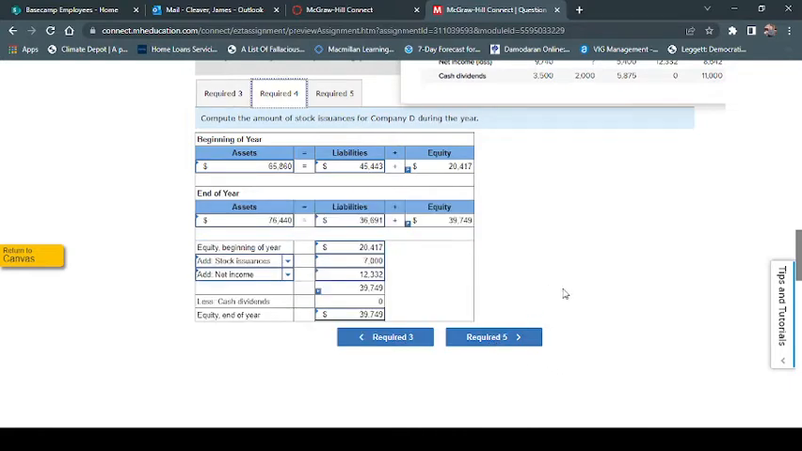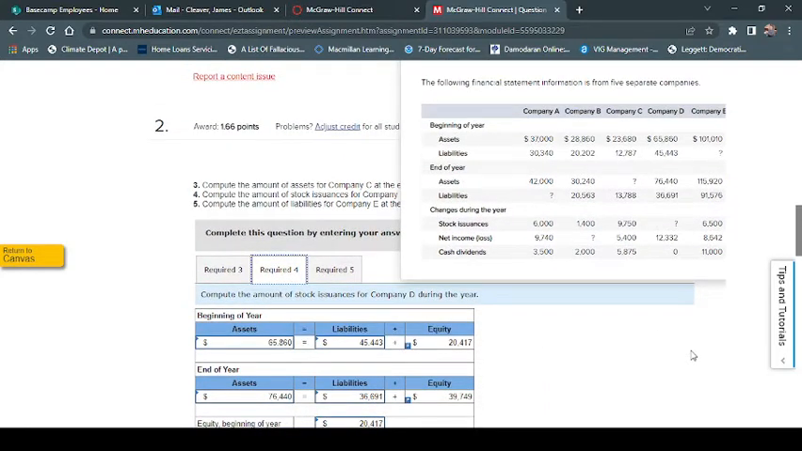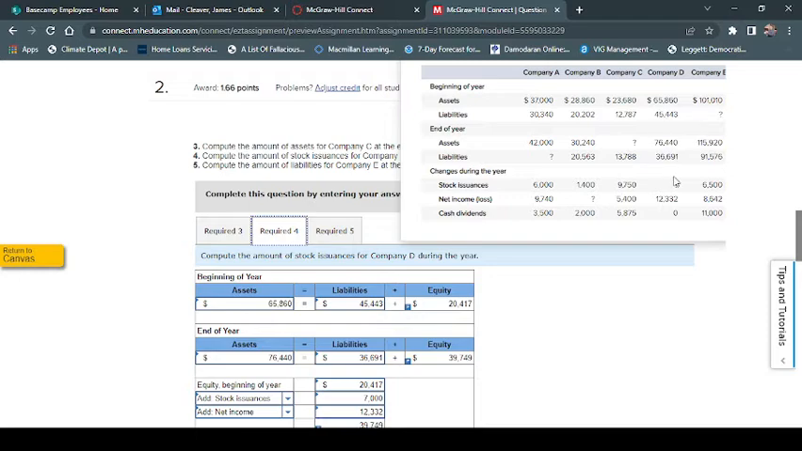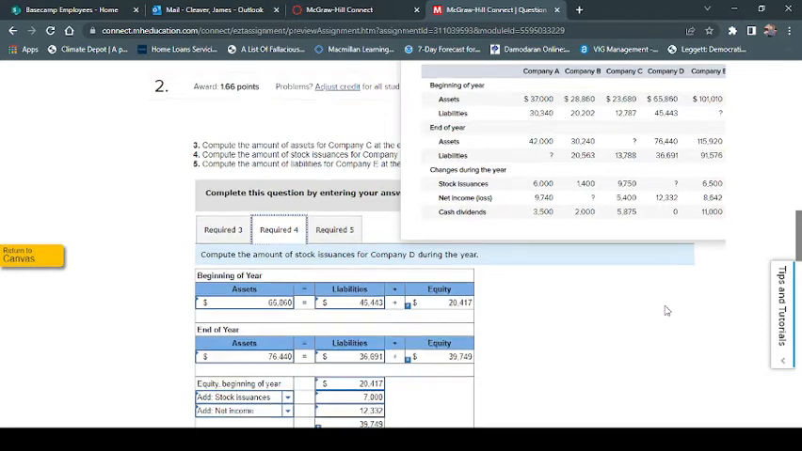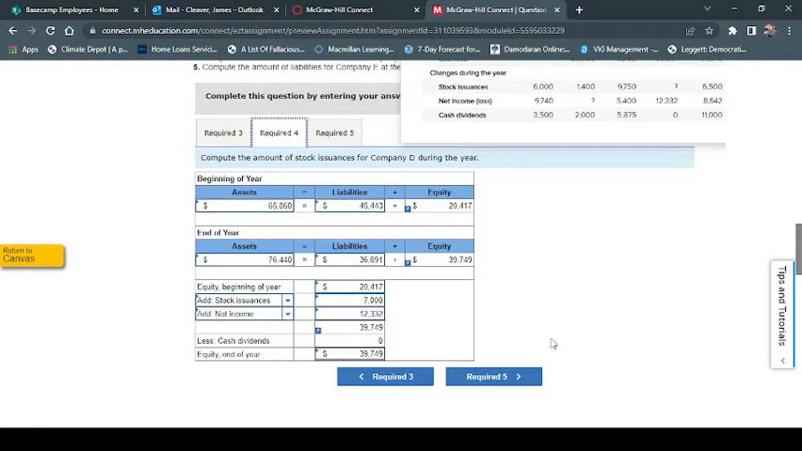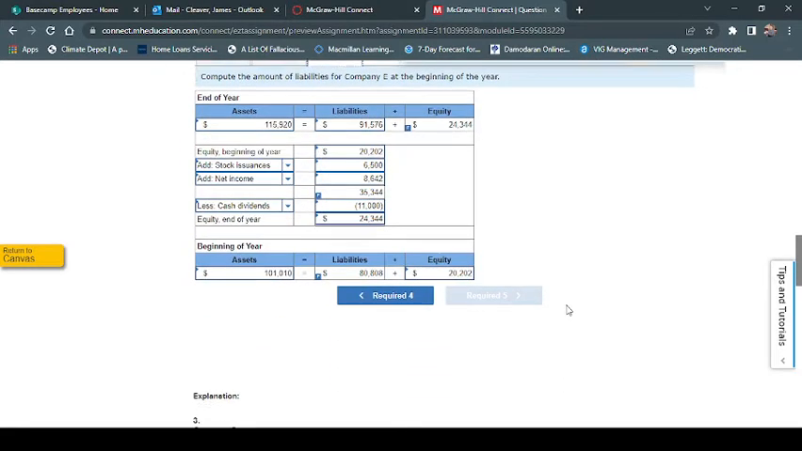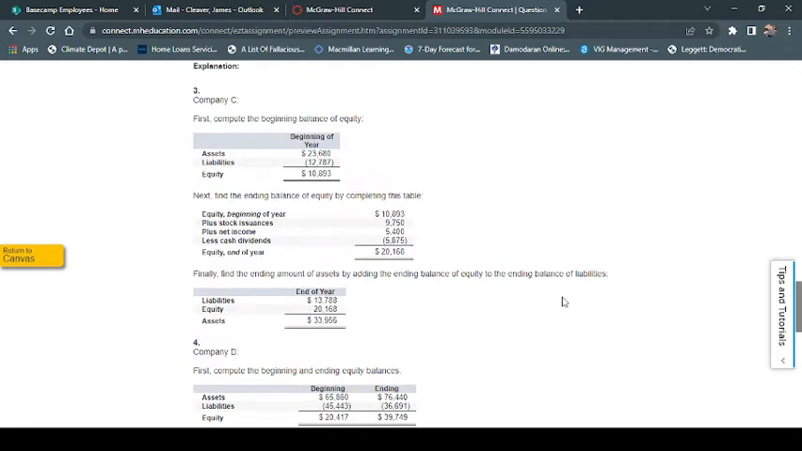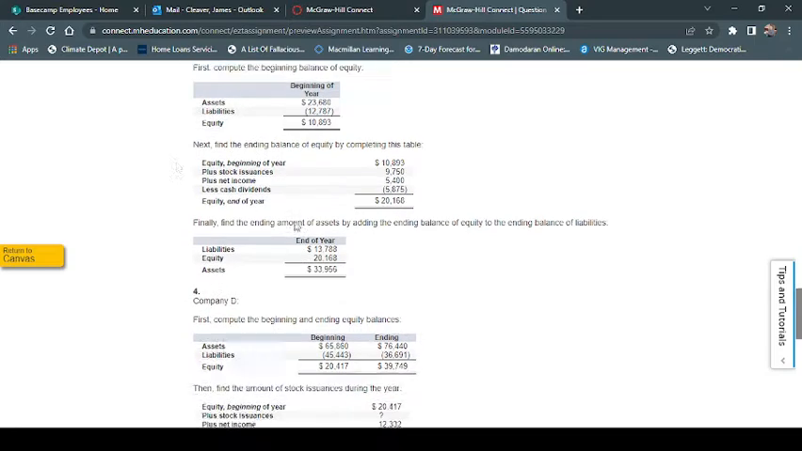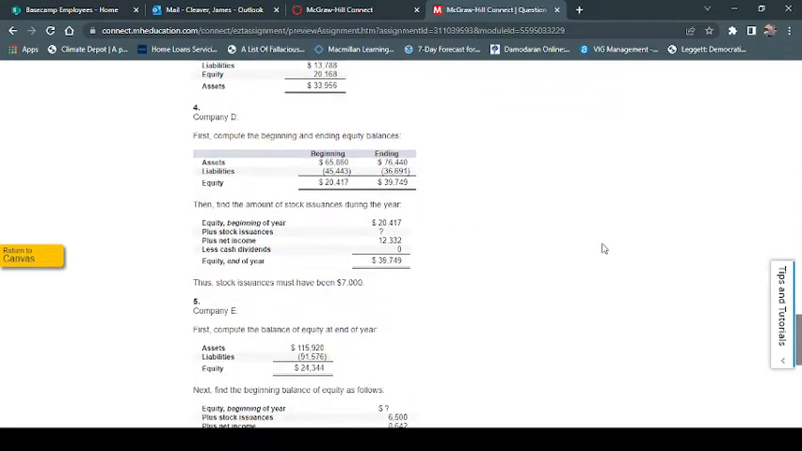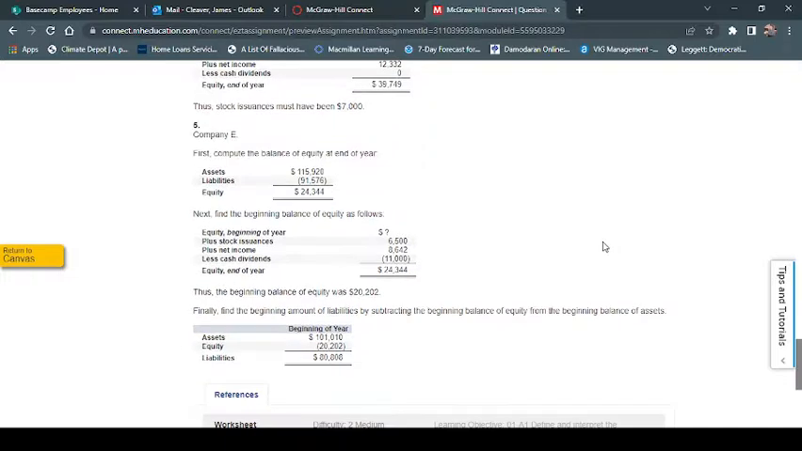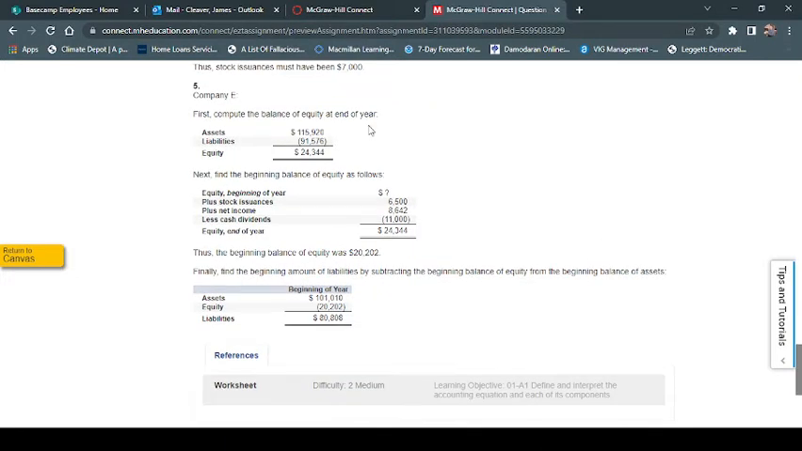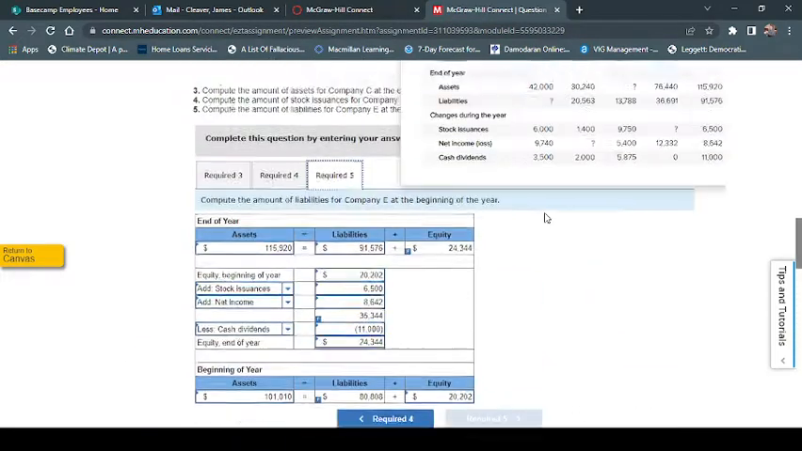So 4, same trick. This company D, you can see it here, right? You got a question mark with stock issuances, so you got to back into the stock issuances, and we'll do these in class if you'd like. So here's the explanation for company C and the explanation for company D and company E. So if you have trouble there, stop the tape and look at it.